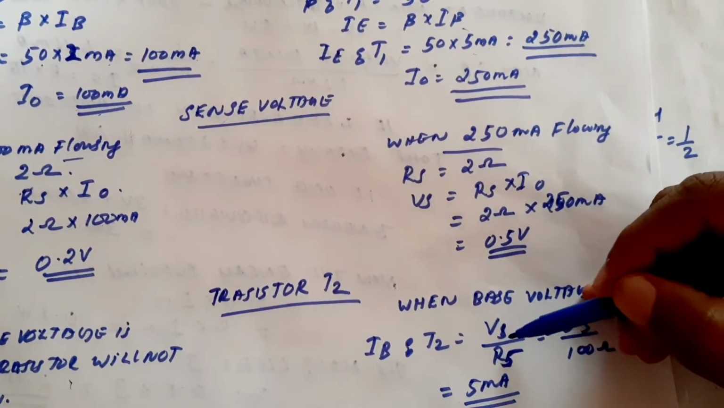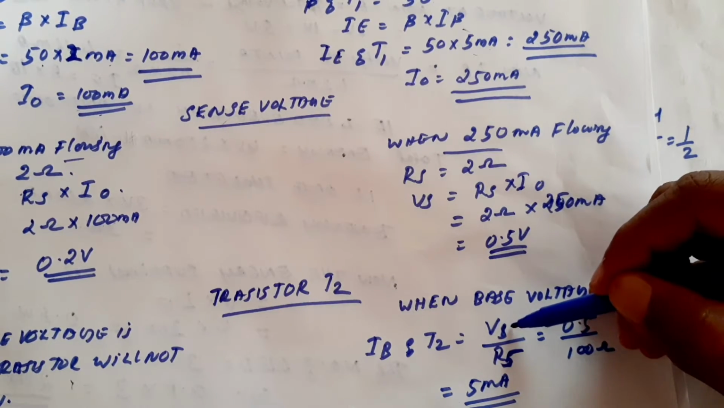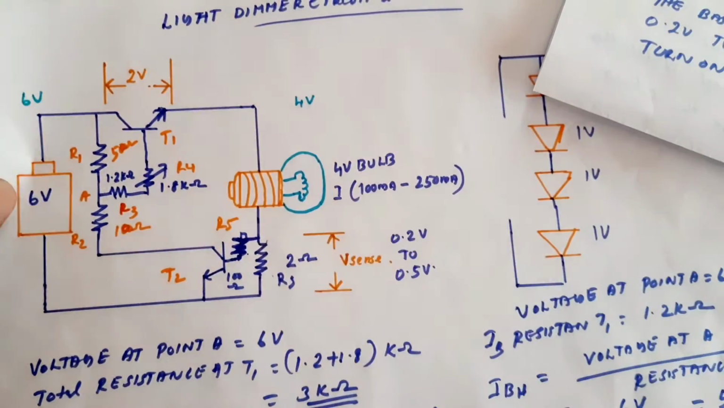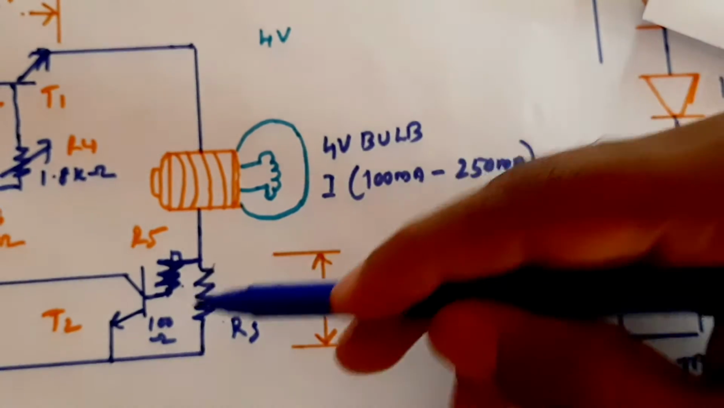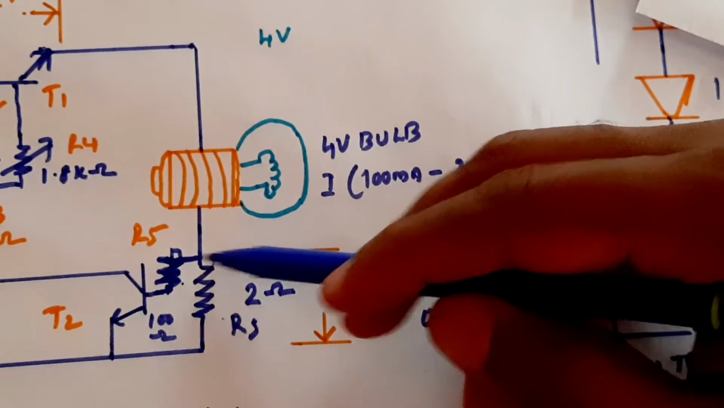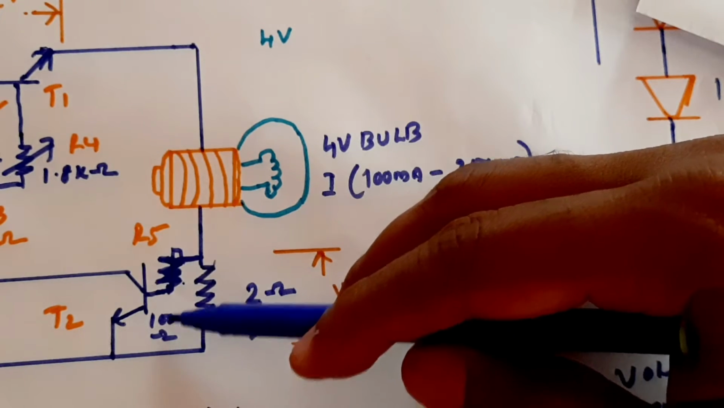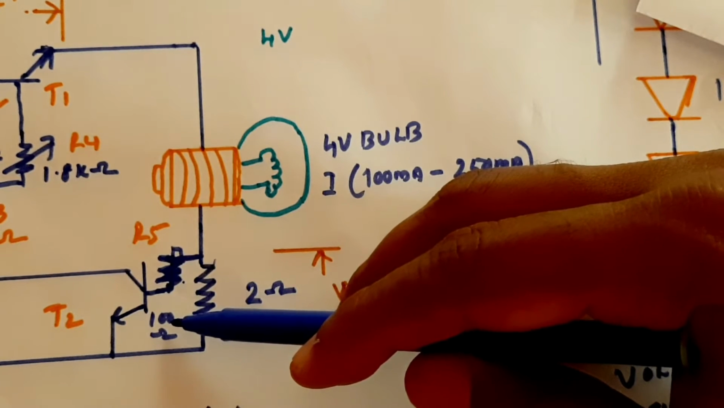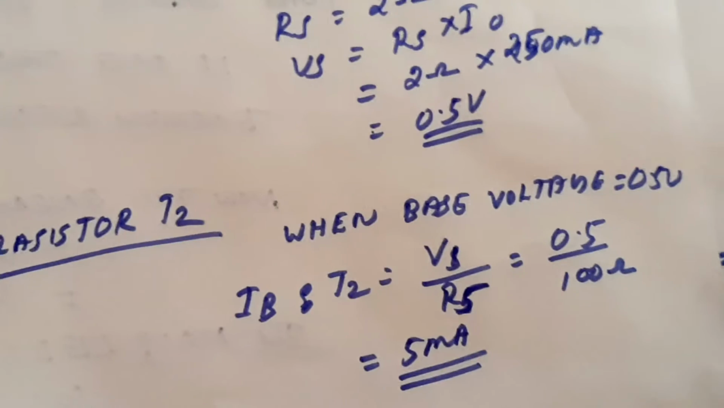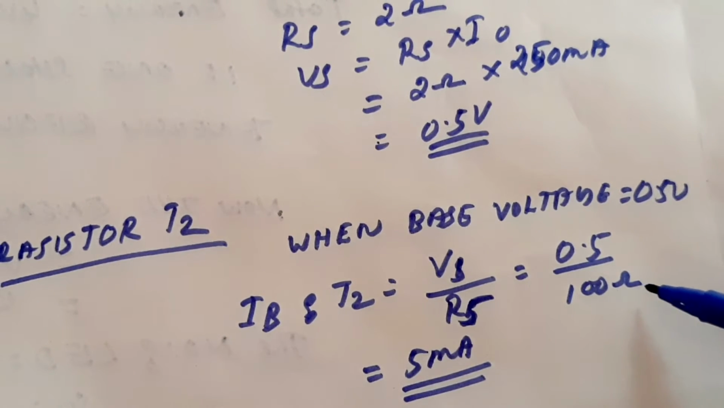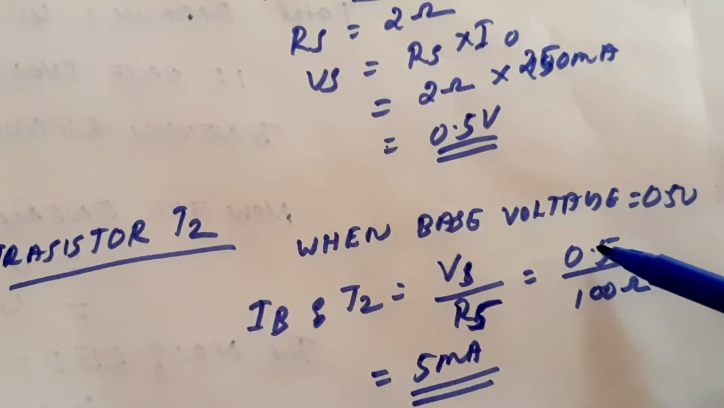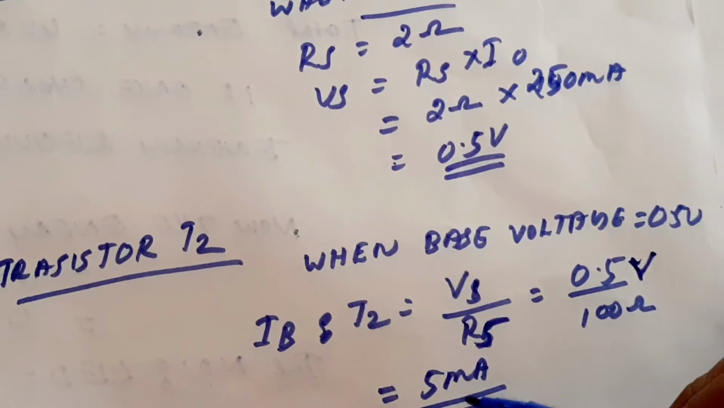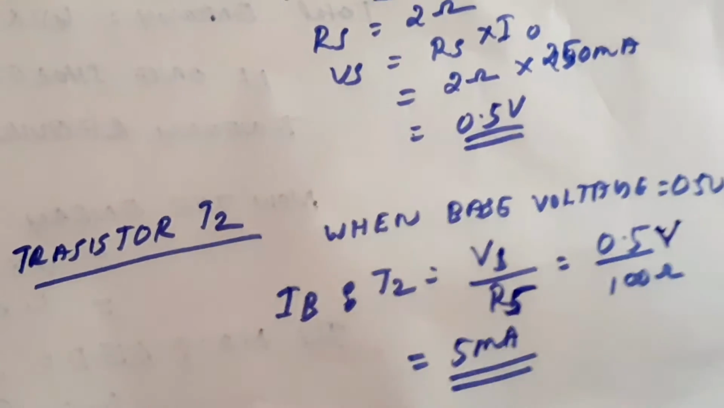The base current is given by the voltage of the sense resistor divided by the resistor R5, so 0.5 divided by the value of the resistance. If we want 5 milliampere of current, we put a 100 ohm resistor. With a 100 ohm resistor and a sense voltage of 0.5 volts, we will get 5 milliampere of base current on transistor T2.